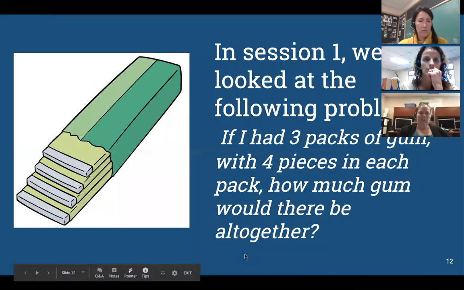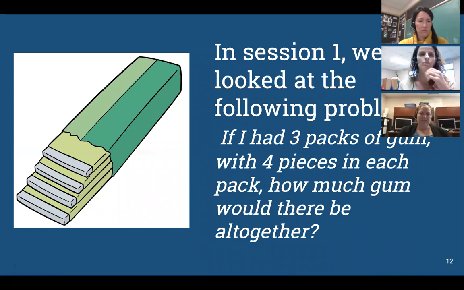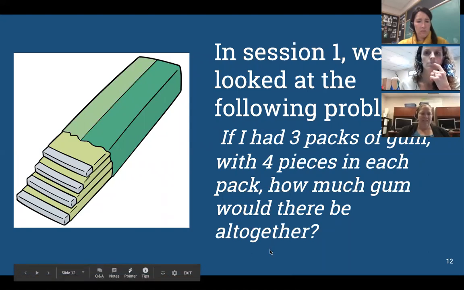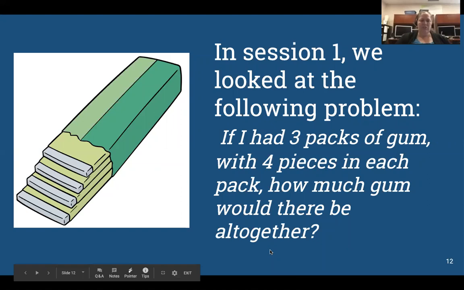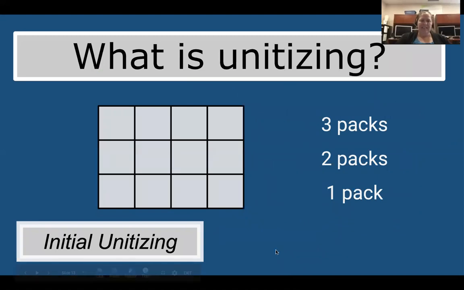Last session, we looked at this problem. If I had 3 packs of gum with 4 pieces in each package, how much gum would there be altogether? And we dug into some student strategies to solve that problem. But before we did, we looked at a key idea that's really important for multiplication and division, and that's the idea of unitizing. So what is unitizing?